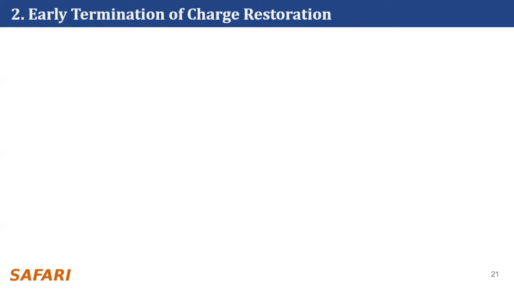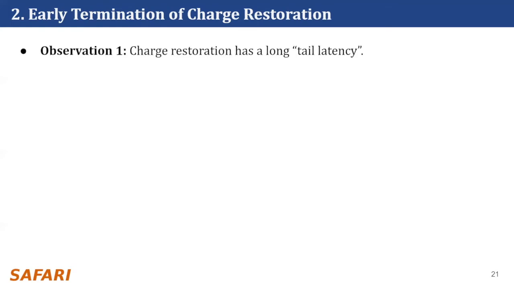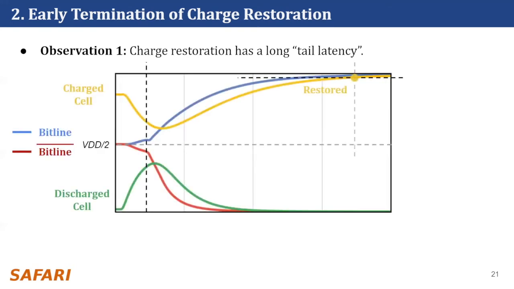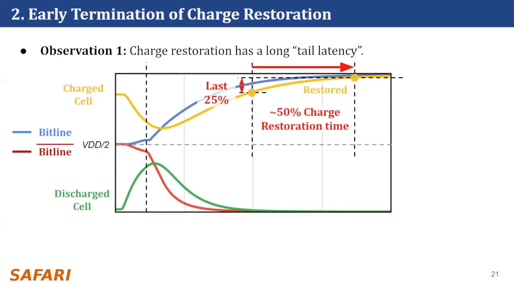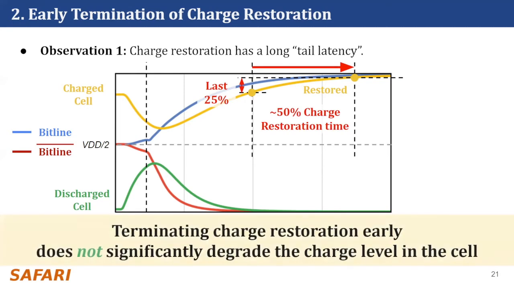We make two observations about charge restoration. First, the charge restoration process has a long tail latency. Our motivational SPICE simulation shows that it takes about half of the charge restoration time to fully restore the last 25% of the charge in a charged cell. This means that if we terminate the charge restoration process earlier, the charge level restored in the cell does not degrade significantly.